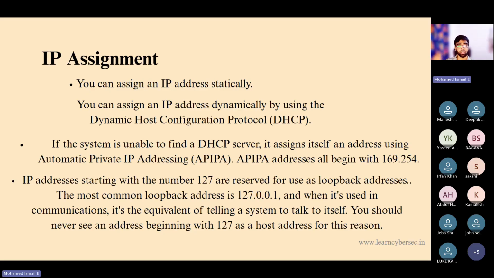If the system is unable to find a DHCP server, it assigns itself an IP address using Automatic Private IP Addressing, which is called APIPA. An APIPA address will begin with 169.254.